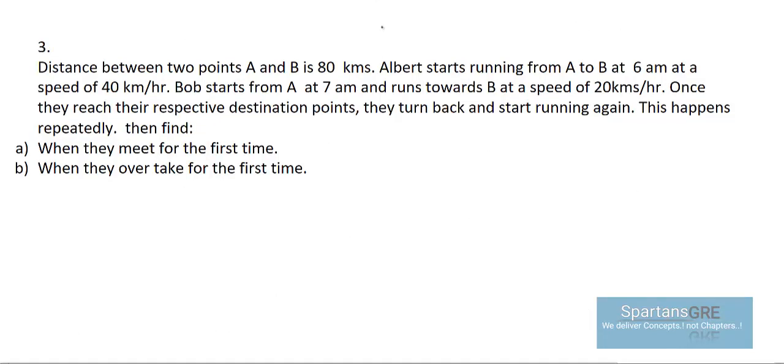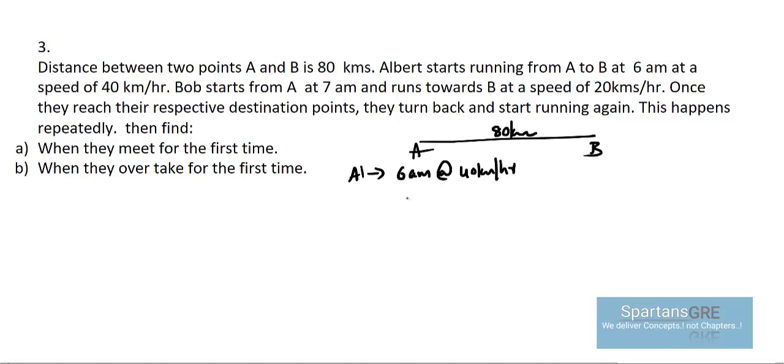Now this third question is very important. Here in this question you will know the importance of a diagram. So let's get started. The distance between A and B is 80 kilometers. So this is A and this is B, and this is 80 kilometers. Albert starts running from A to B at 6 a.m., and his speed is 40 kilometers per hour. And Bob, from B, starts at 7 a.m. and his speed is 20 kilometers per hour.